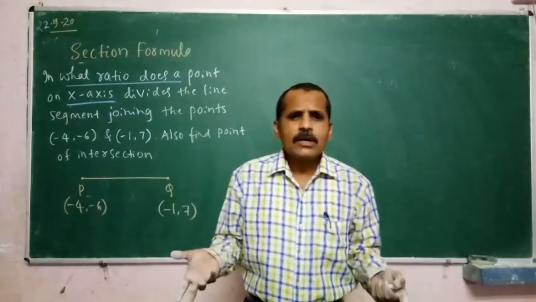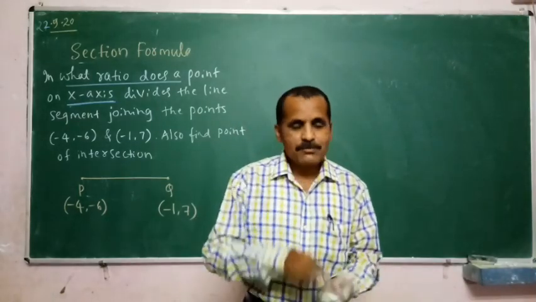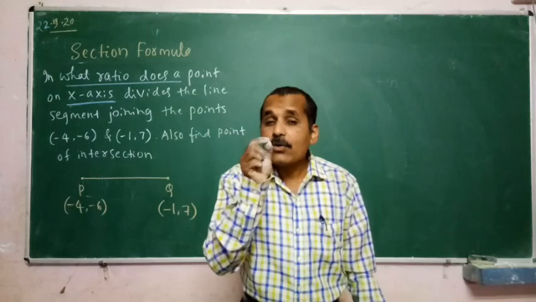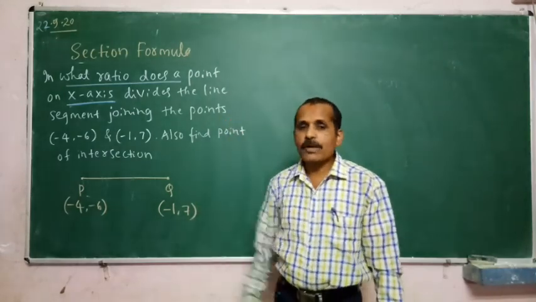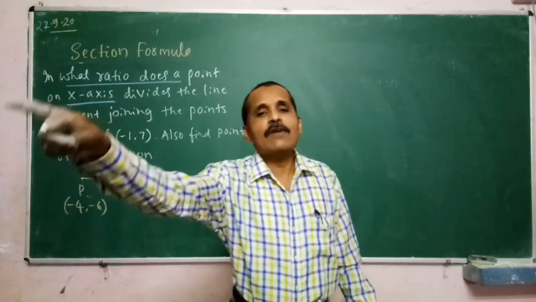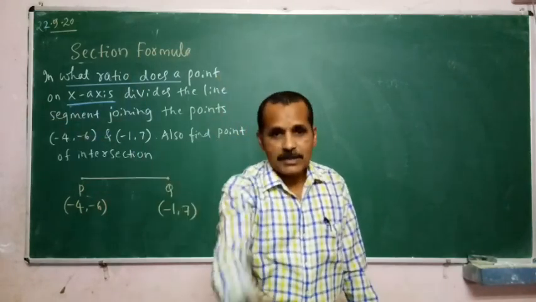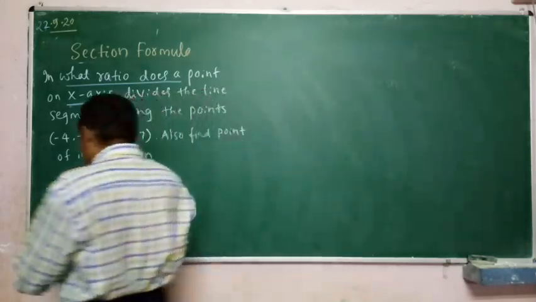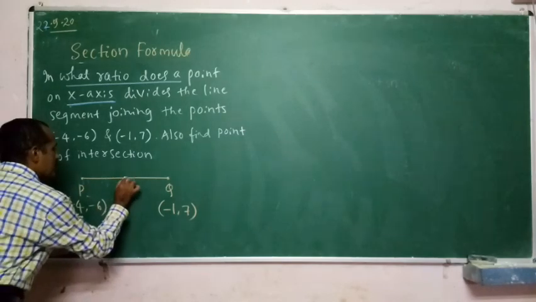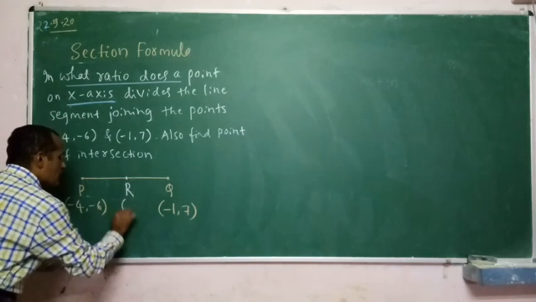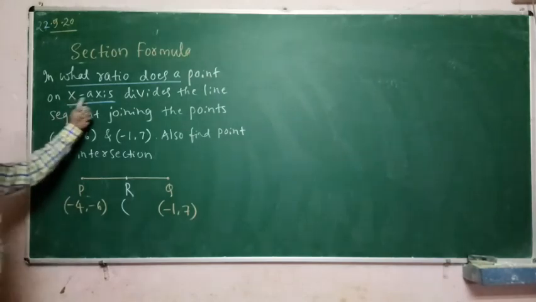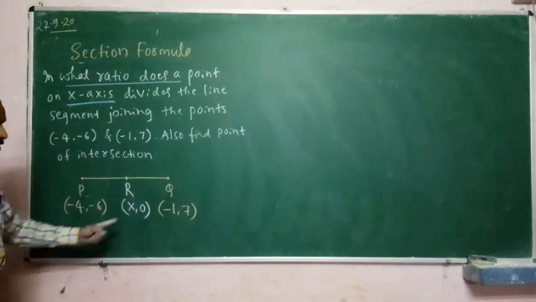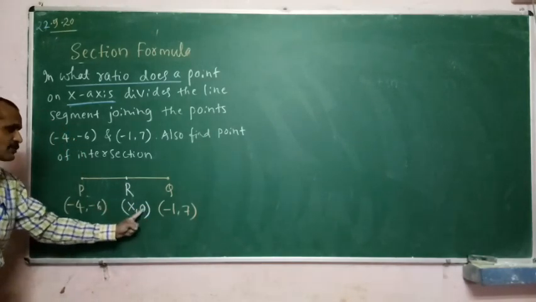What is the advantage of that? What can we do with that? Because we know that when a point is on the x-axis, its y coordinate is 0. We learned in the previous video that when a point is on the x-axis, its y coordinate is 0, and whenever the point is on the y-axis, its x coordinate is 0. I will write this point as point R. The coordinates of this, since the point is on the x-axis, I will write as x, 0.